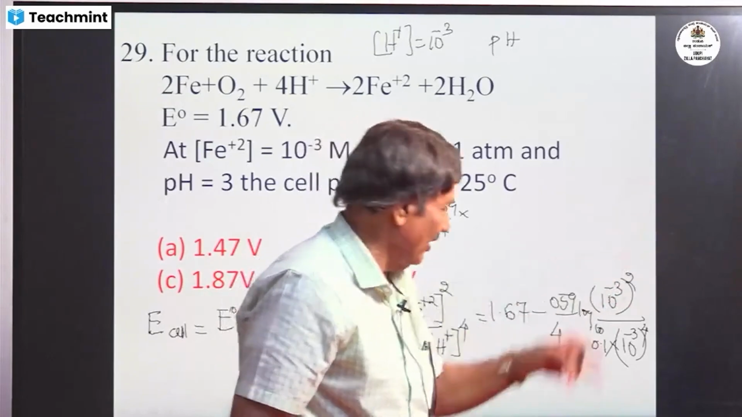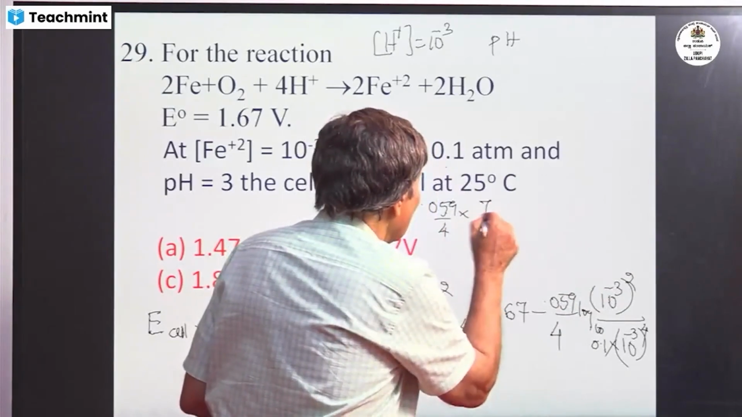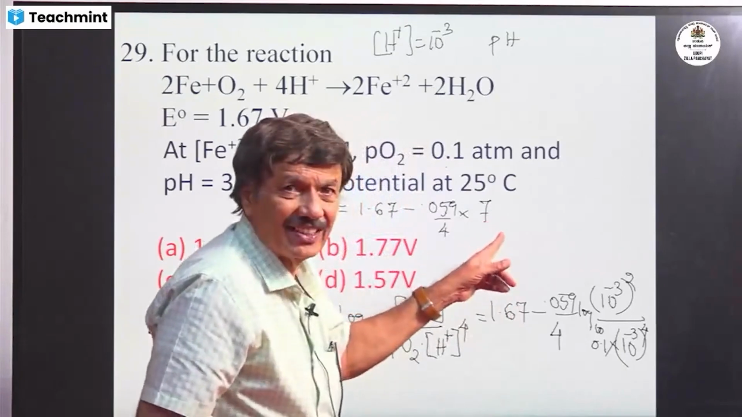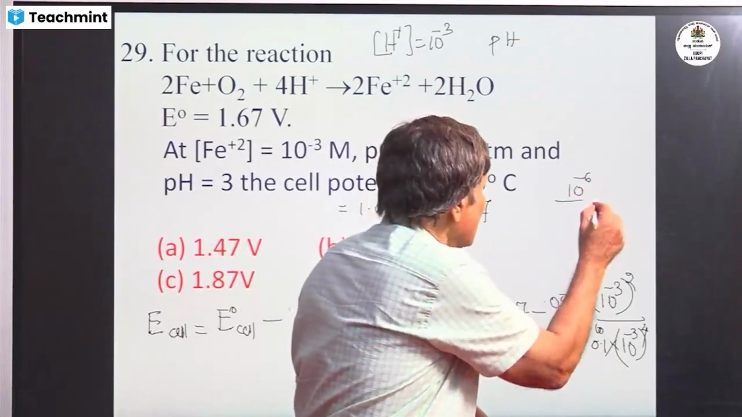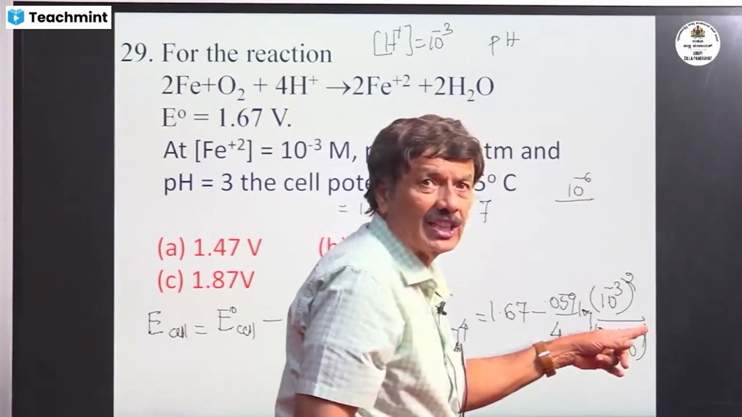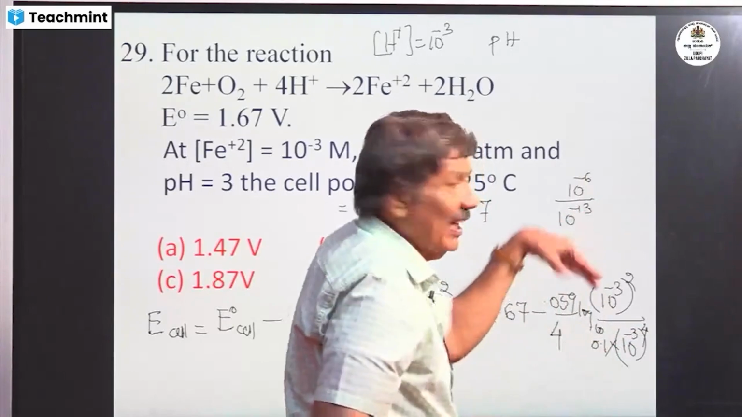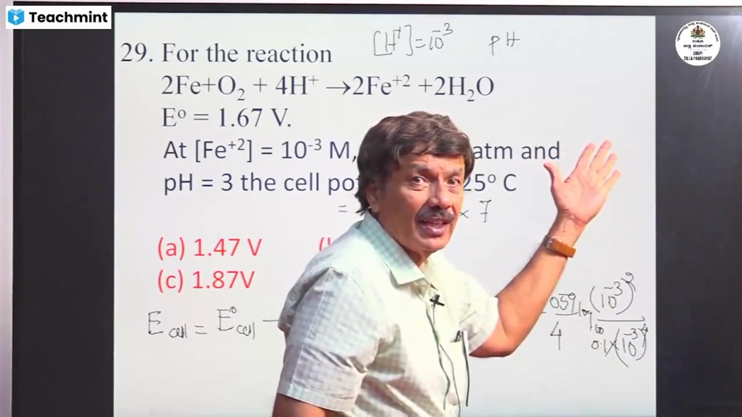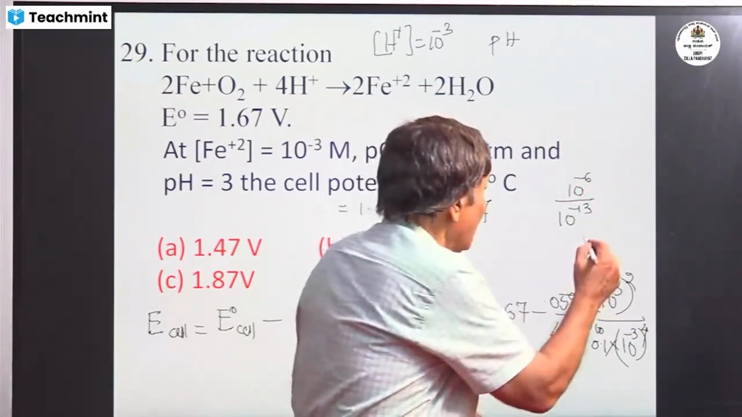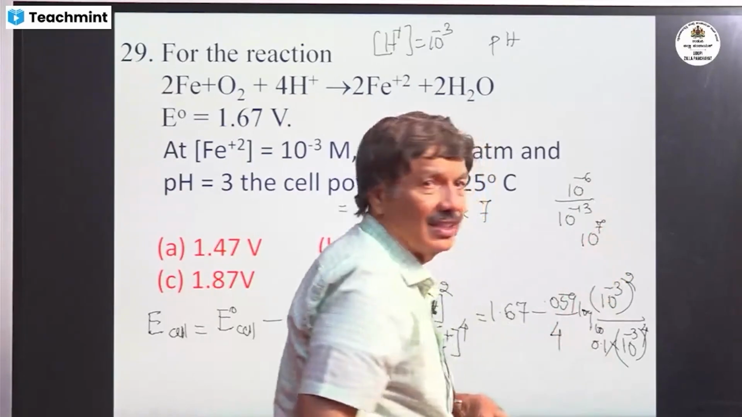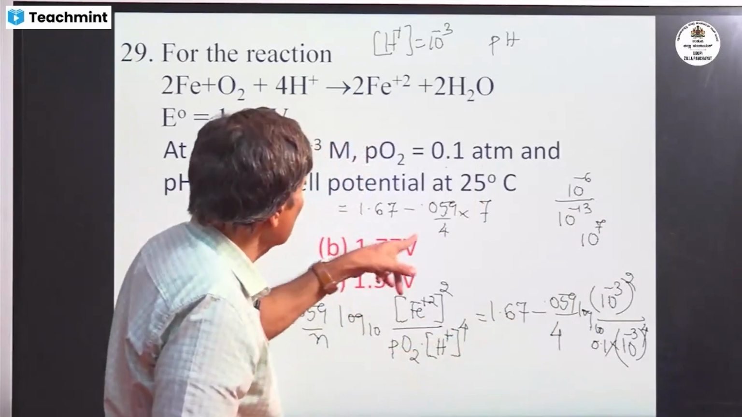Log of 10 to the power 7 is 7, into 0.059 into 7. You understood how you got this 7? I'll tell it once again. 10 to the power minus 3 square is minus 6. 10 to the power minus 3 to the power 4 is minus 12. Here is 10 to the power minus 13. Minus 13, when it went to the numerator, it became plus 13. Minus 6 plus 13, 10 to the power 7. Right? What is log 10 to the power 7? It is 7.